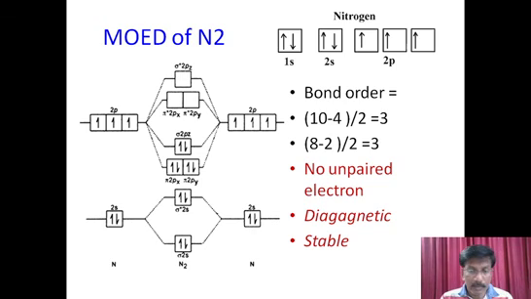And is it stable or not? Definitely it is stable, because the bond order is a positive value. It is not 0, neither does it have any negative value. Therefore, it is a positive value, which clearly indicates that the molecule is stable. So this is the method to calculate these features of a given molecule based on the molecular orbital energy diagram.